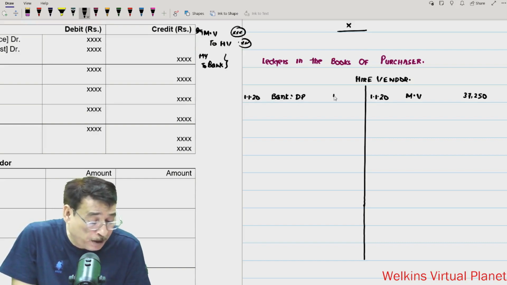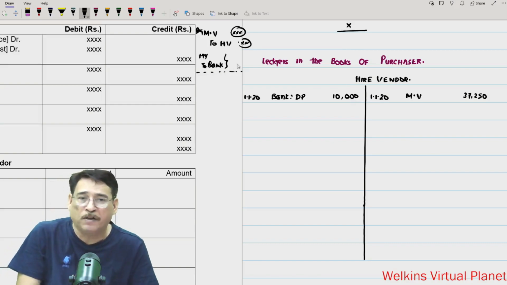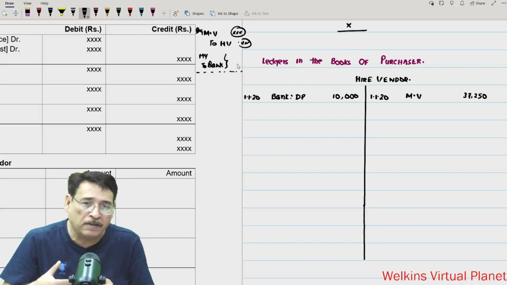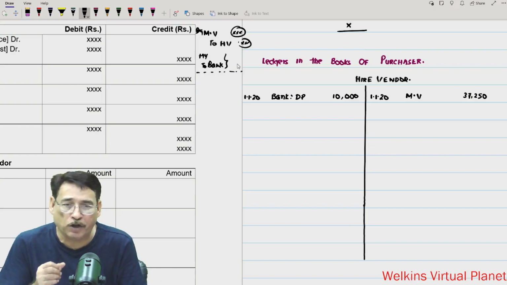How much payment you made? You made 10,000 worth of payment. So in the beginning, you are going to pass these two entries. First for purchasing the asset, and second to make the payment to the hire vendor with respect to down payment.